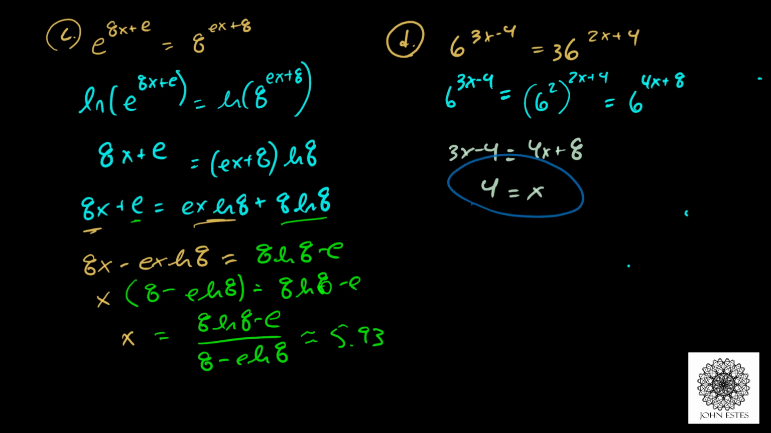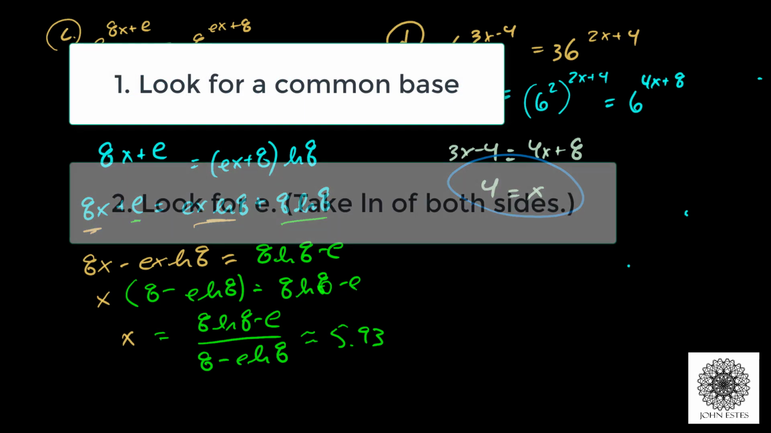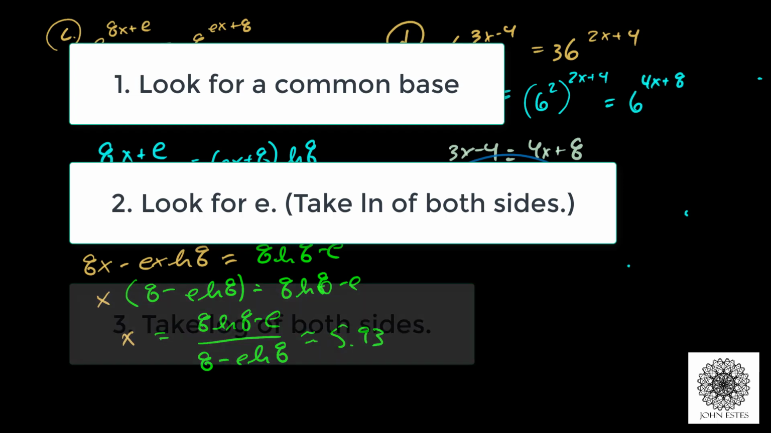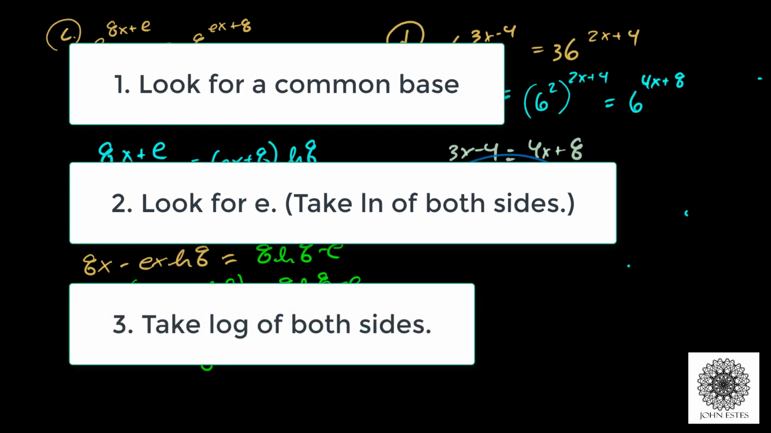Guys, exponential equations can be tricky because there's different approaches, right? But I think if you learn this strategy that I gave, you'll be able to be successful in your algebra class with exponential equations. So again, the strategy is first look for common base. If that doesn't work, look for an e, because then you can take the ln of both sides. And if all else fails, take the logarithm of both sides. And you can either use log base 10 or ln, and from there you can get your answers.